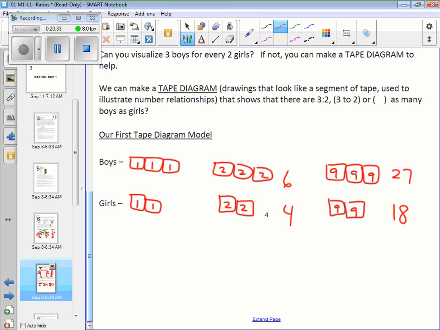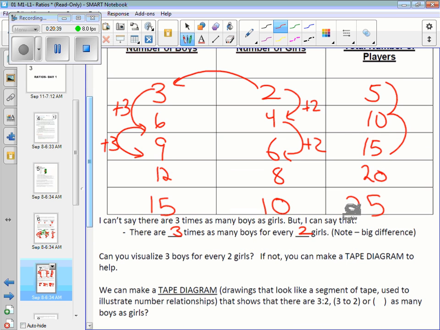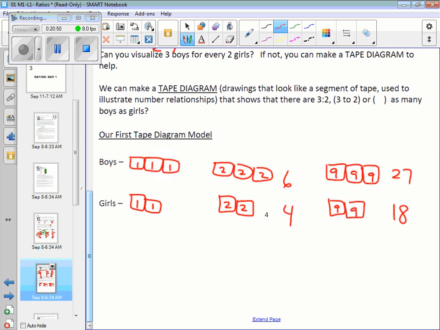Why this comes in handy, this might work best for you, because look, watch. What if I went back to this table and told you 27 boys? It might take you a little bit longer to figure out how many girls, but a tape diagram helps you to see that. It's just another strategy to come up with equivalent ratios. You do what works best for you, and we're going to be doing them over and over again. This is not going to be the first nor the last time that you see this.